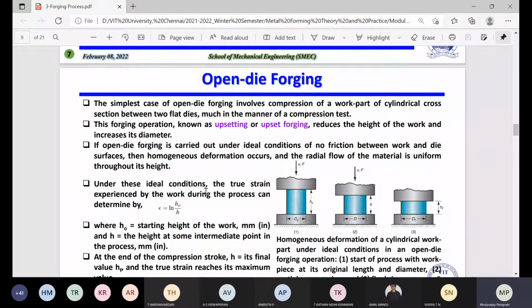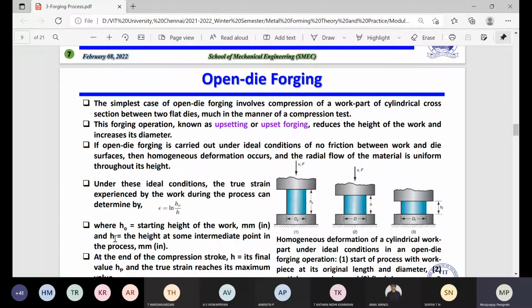Okay. So this equation you have to write here. Under this ideal condition, the true strain experienced by the work during the process can be determined by epsilon equal to ln H0 divided by h. Okay, please write it. Where epsilon is the true strain, and H0 is known as the starting height of the work, for example this initial one, or maybe the workpiece.